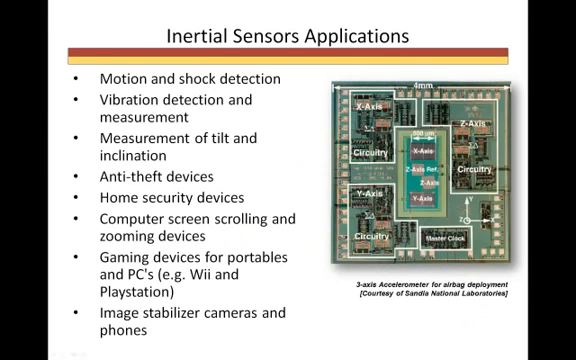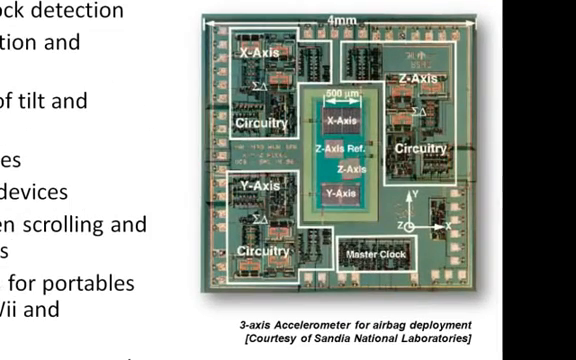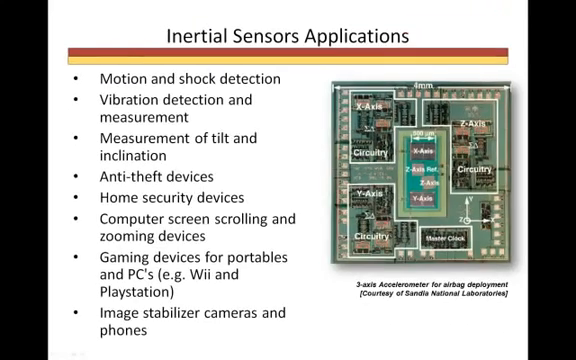Here are just a few of the applications for MEMS inertial sensors: motion and shock detection, vibration detection and measurement, measurement of tilt and inclination, anti-theft devices, home security devices, computer screen scrolling and zooming devices, gaming devices for portables and PCs such as your Wii and PlayStations, image stabilizers for cameras and phones. This is a 3D accelerometer which is used in automobiles to sense a collision and trigger the airbag.